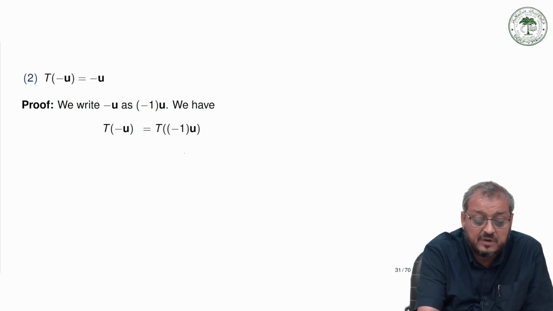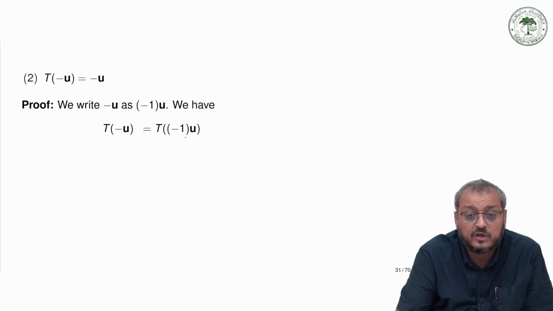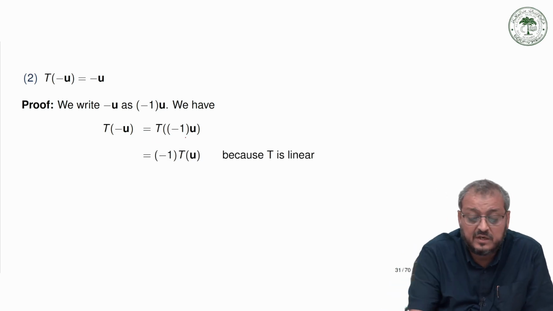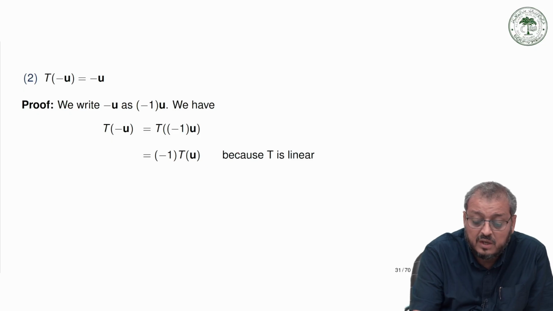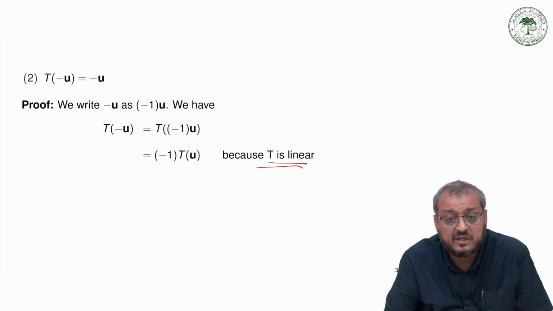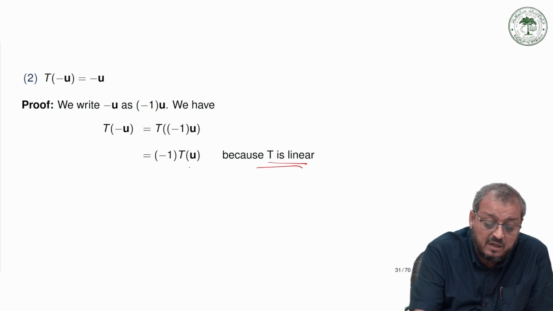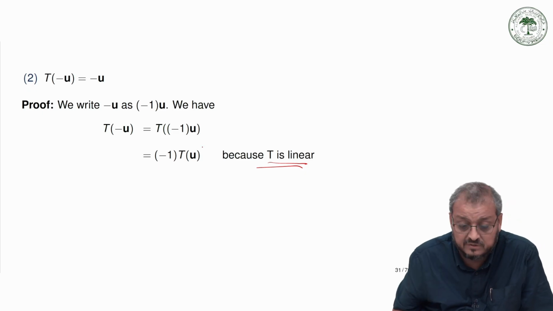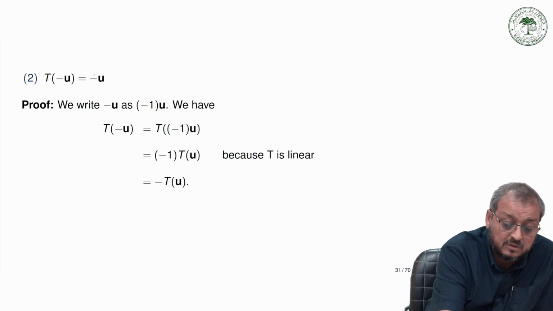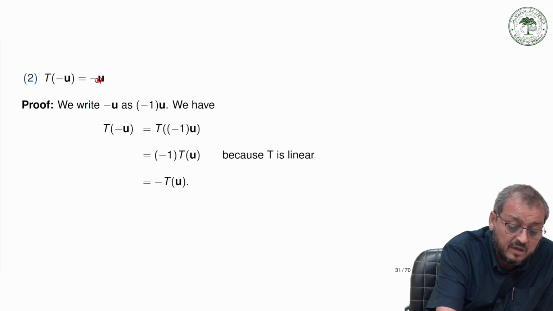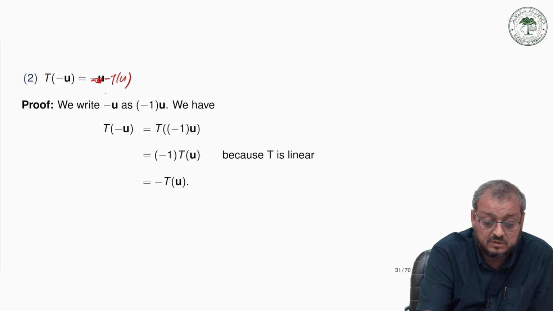Okay, so this can be written as minus 1 into U by the linearity condition, because minus 1 into T is linear. And again this can be written in the form of, sorry, I have a misprint here. This should be minus times T of U. This is correct.